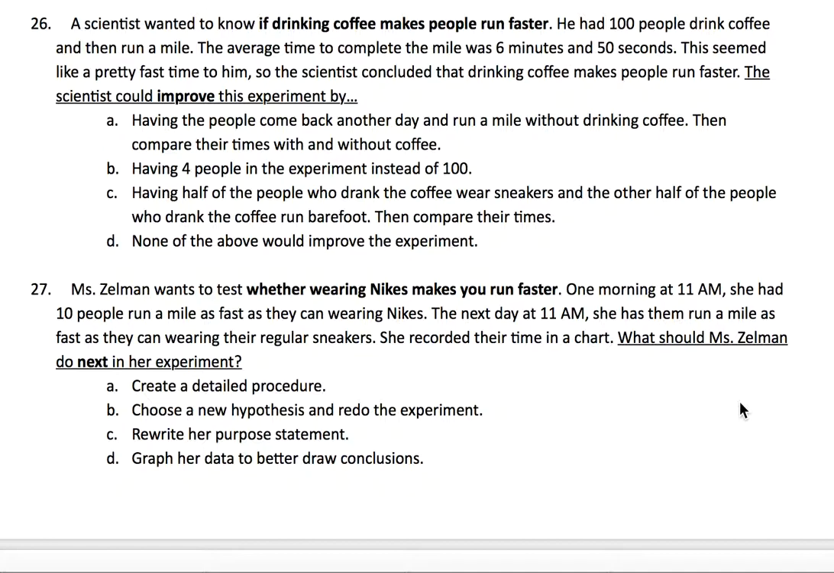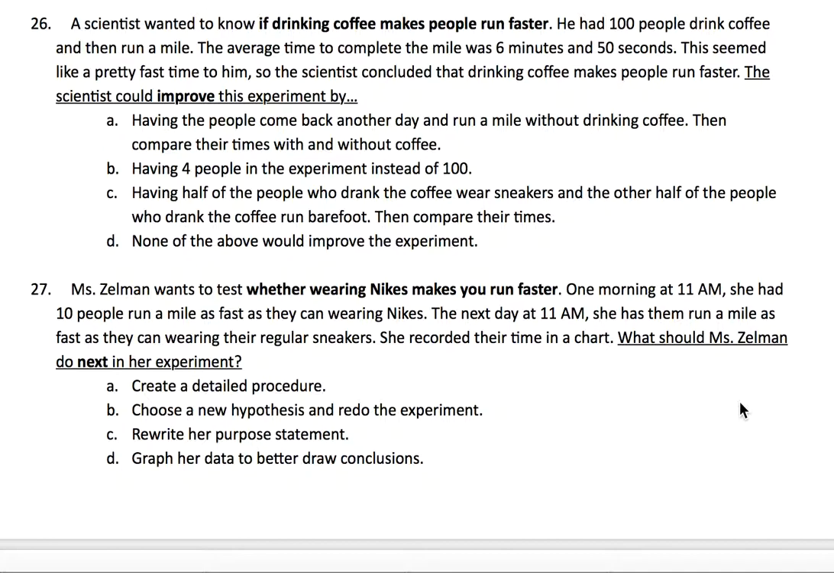Question 26. A scientist wanted to know if drinking coffee makes people run faster. He had 100 people drink coffee and then run a mile. The average time to complete the mile was 6 minutes and 50 seconds. This seemed like a pretty fast time to him, so the scientist concluded that drinking coffee makes people run faster.